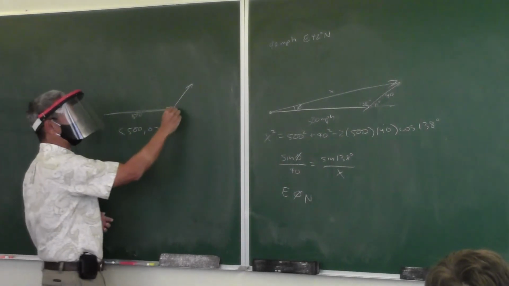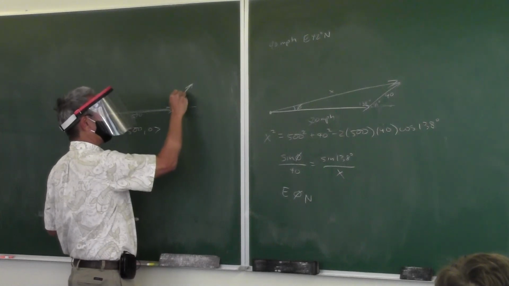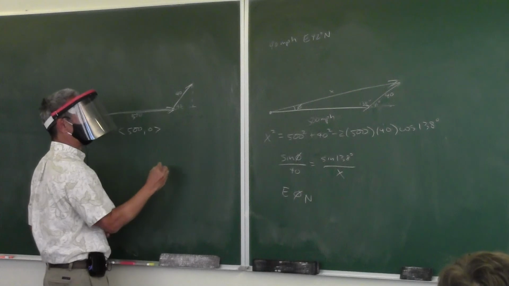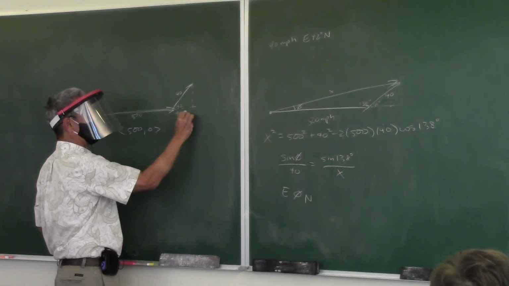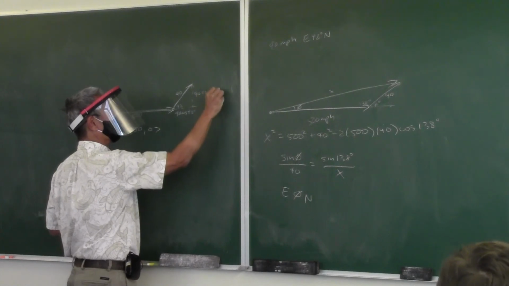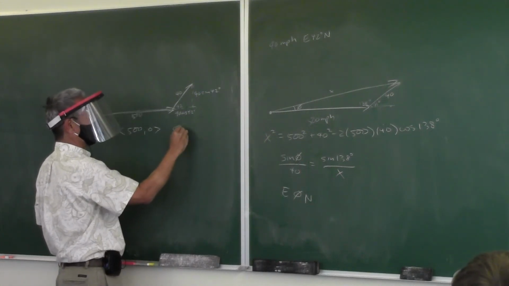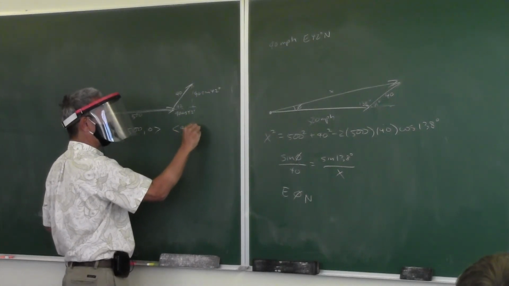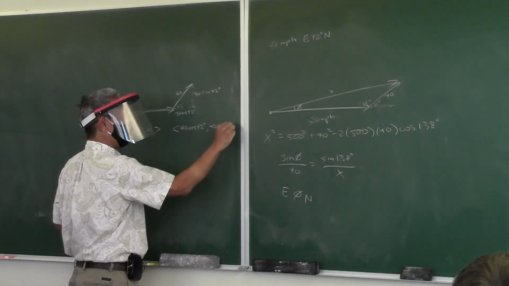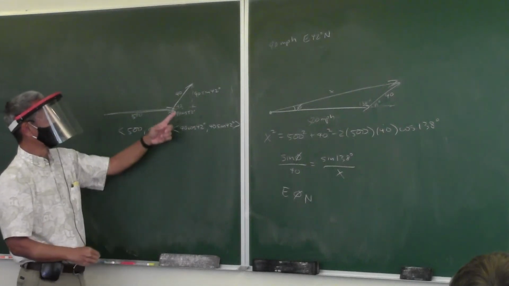Okay, now how do you componentize this vector? Well, it's 40 units long and it makes a 42 degree angle. So how do you componentize it? 40 cosine 42, 40 sine 42. So that's it. Why am I writing it again? I just don't know. So that's how you componentize that vector.